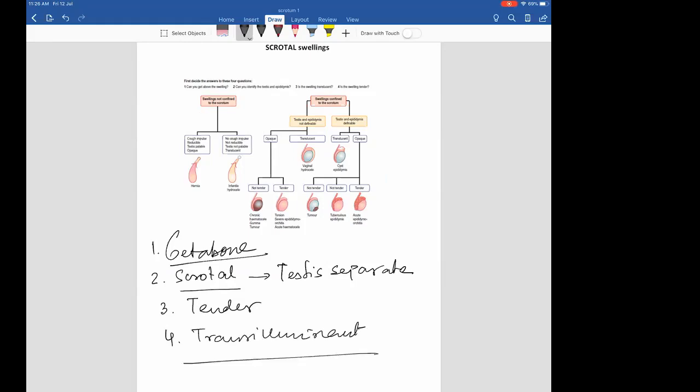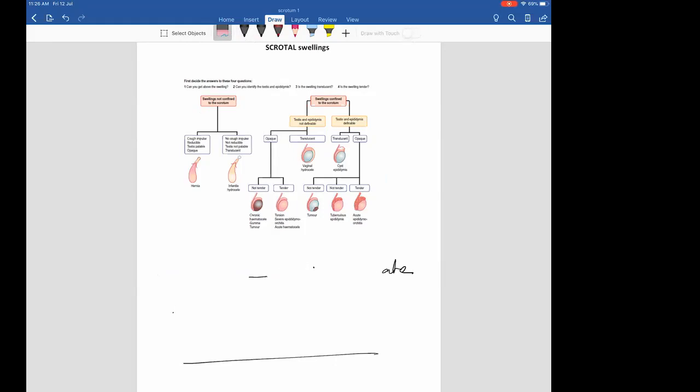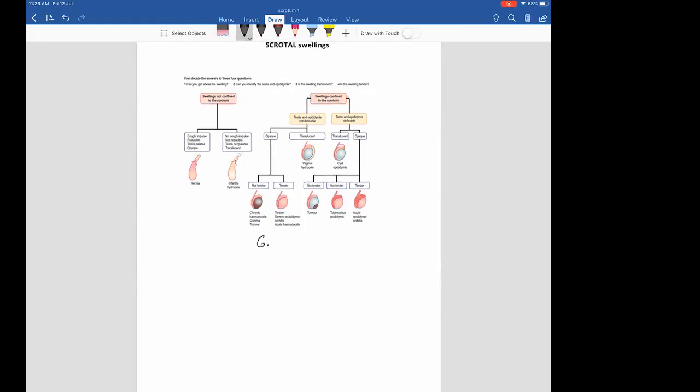So I will again repeat. What is the first step that is done? The first step is, can you get above the swelling? So I will again make the algorithm for you. If the answer is no, that means your swelling is an inguinal scrotal swelling, which can be a hernia or a congenital hydrocele or an infantile variety of hydrocele.